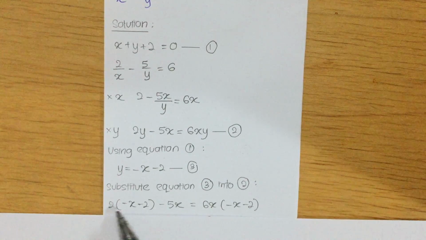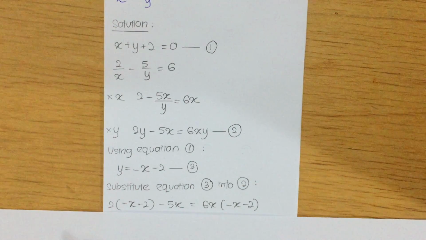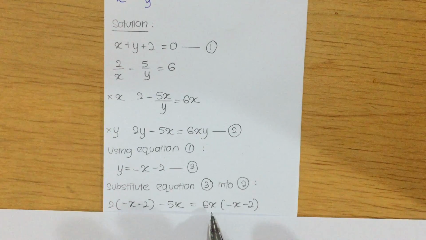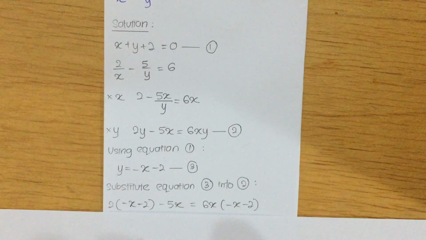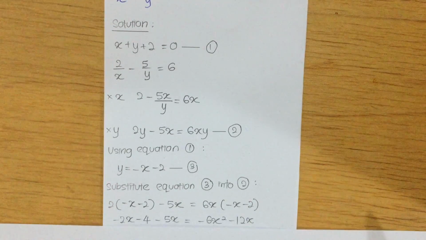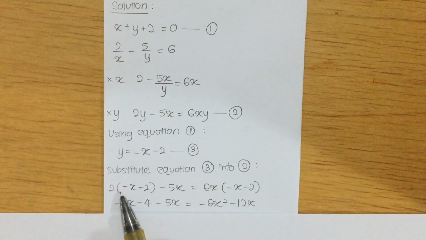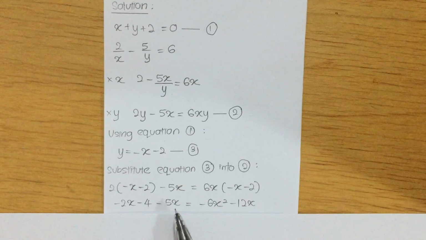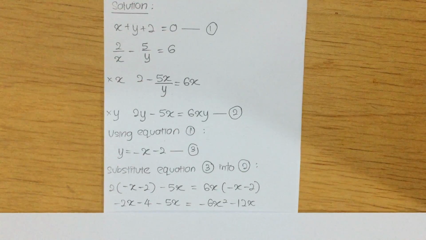Now we're going to expand the 2 and then expand the 6x. For the 2 you should be getting negative 2x minus 4, and for the 6x you should be getting negative 6x squared minus 12x. Let us proceed to the next step. So this is your working. Because we have already finished expanding, you should be getting negative 2x minus 4 minus 5x equals to negative 6x squared minus 12x.